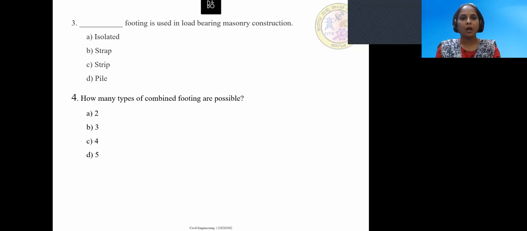Okay. Fourth question. How many types of combined footings are possible? Your options are option A, 2, option B, 3, option C, 4, option D, 5.